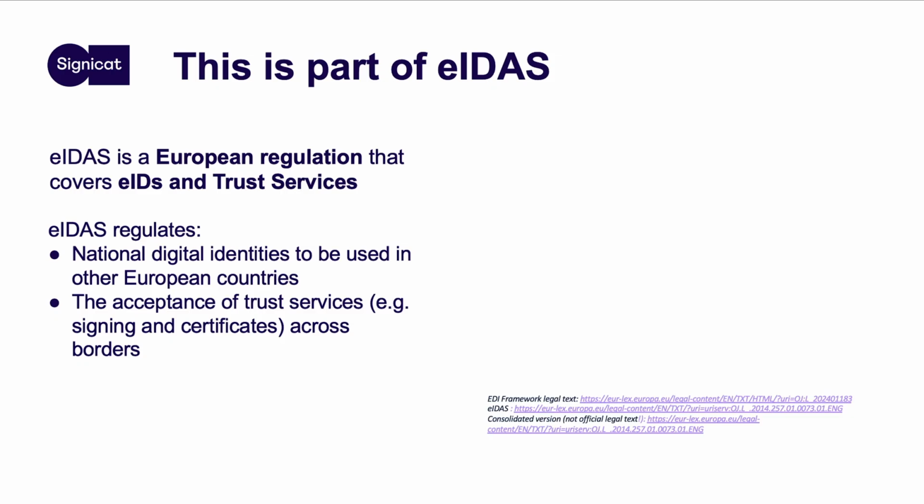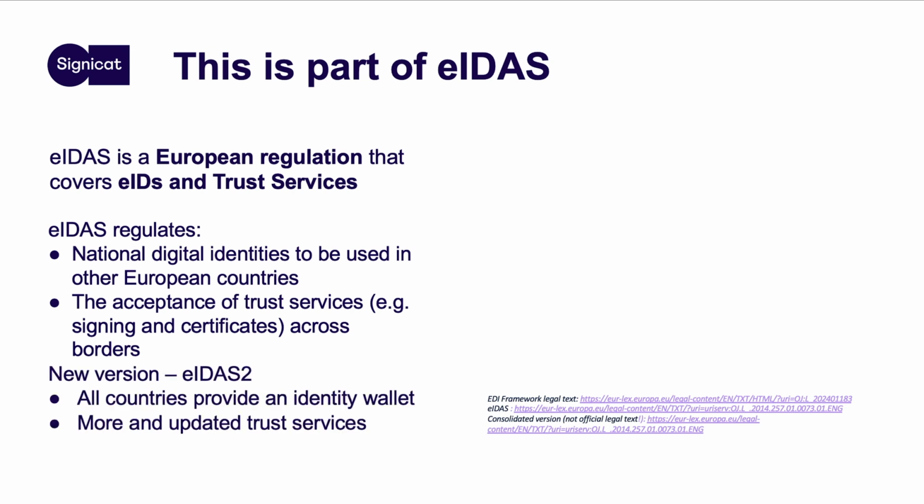You think of it, it could be in there. This is part of eIDAS. Now, eIDAS is a European regulation. It covers eIDs and trust services. So it regulates that national digital identities can be used across borders. And the same goes for trust services. And trust services are what I call notary services. So think of signing or certificates, things you would normally, in a paper world, go to a notary for to have it certified. And now you can do that digitally.